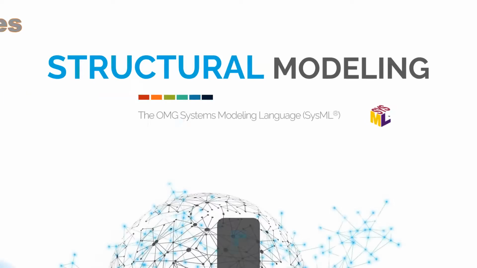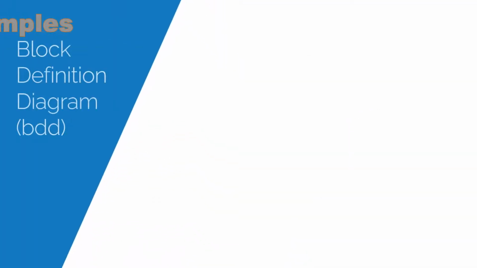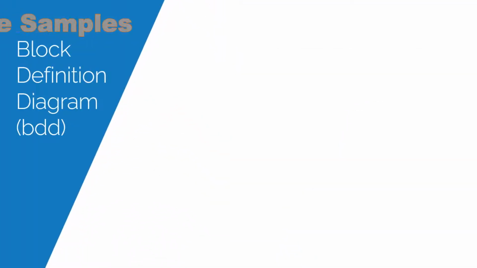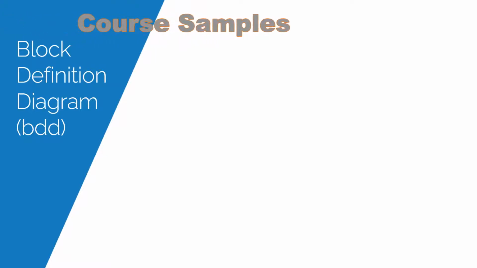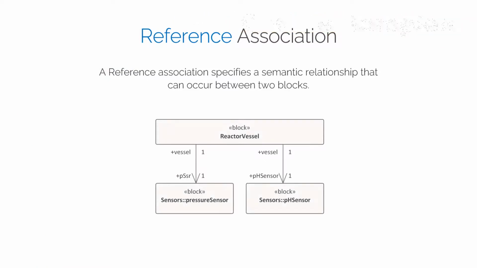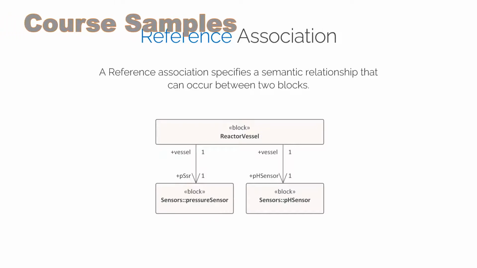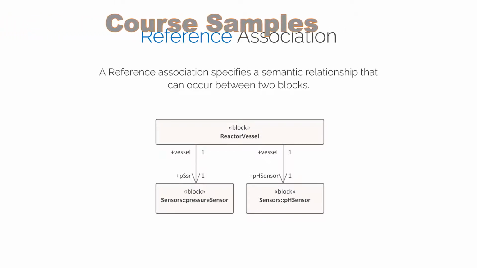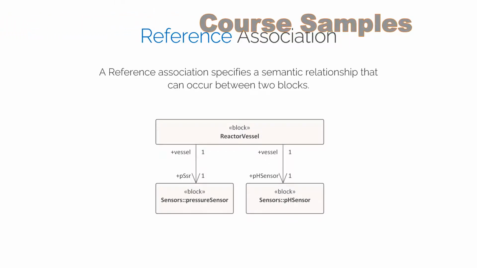The block definition diagram is used to define the features of a block and the relationships between blocks, such as composition, association, and generalization. In this reactor vessel example, the vessel references exactly one pressure sensor and exactly one pH sensor. These sensors are not constitutive parts of the reactor vessel, but they are structurally related to it. They are physically attached to it.